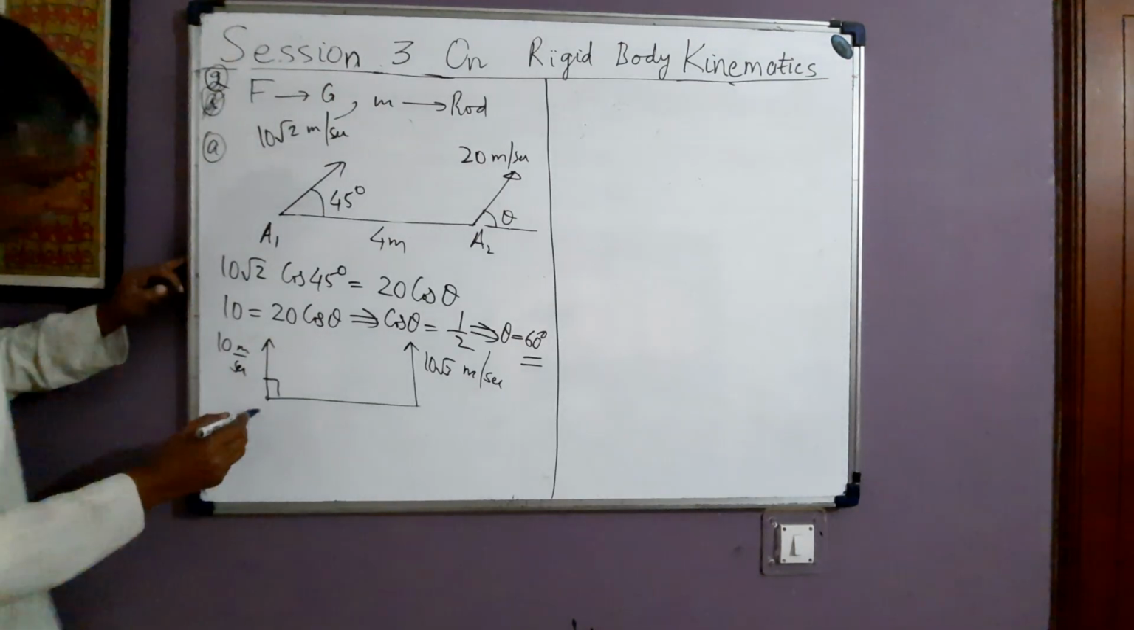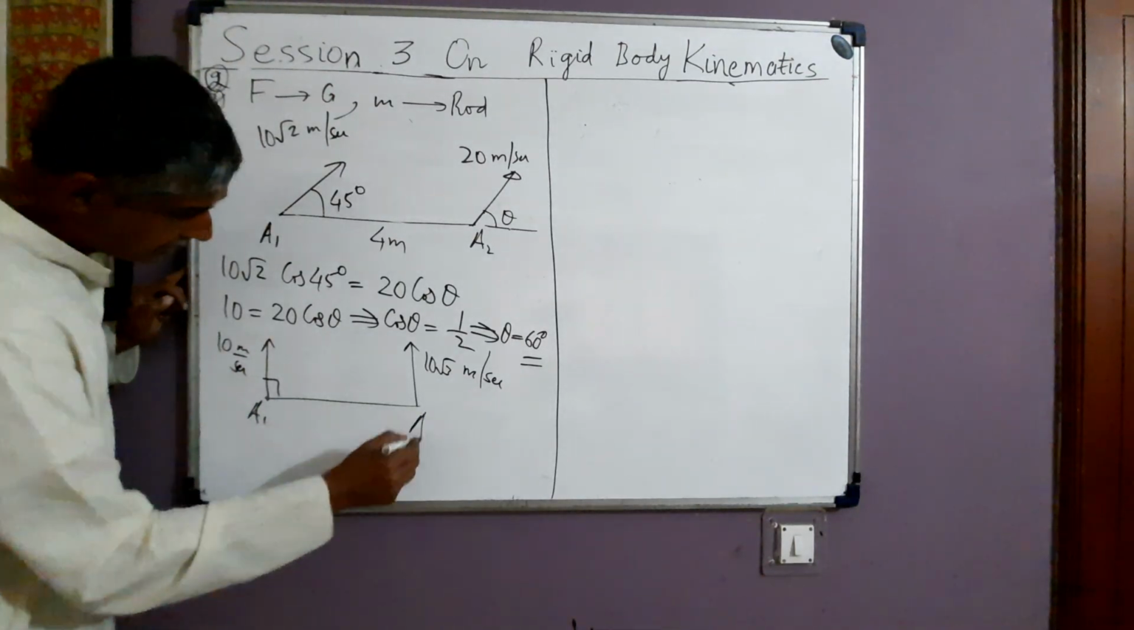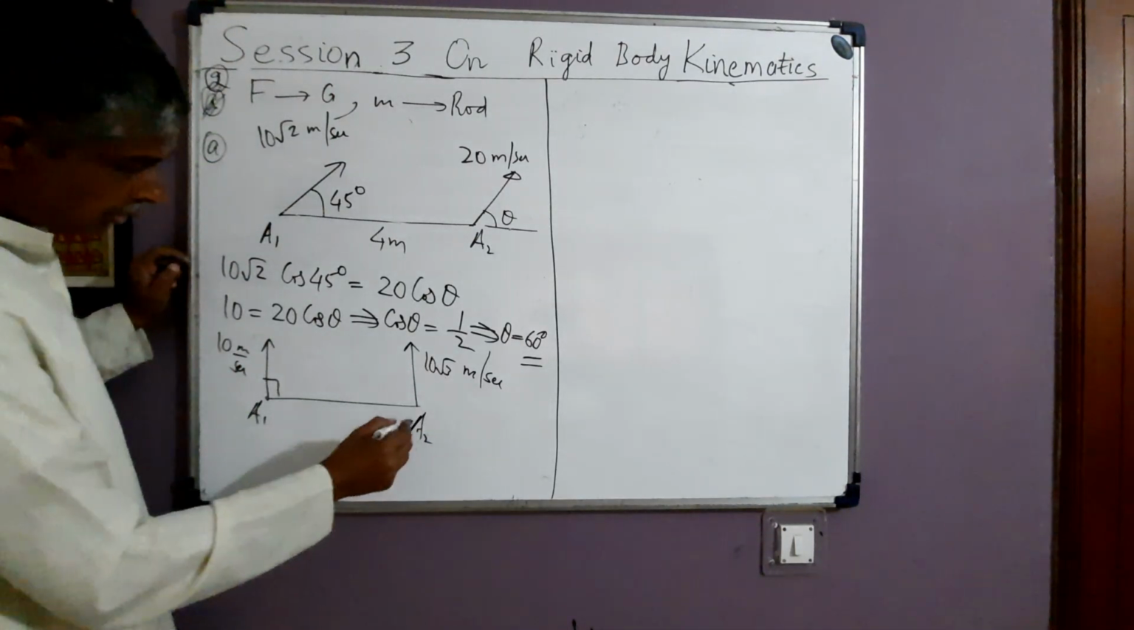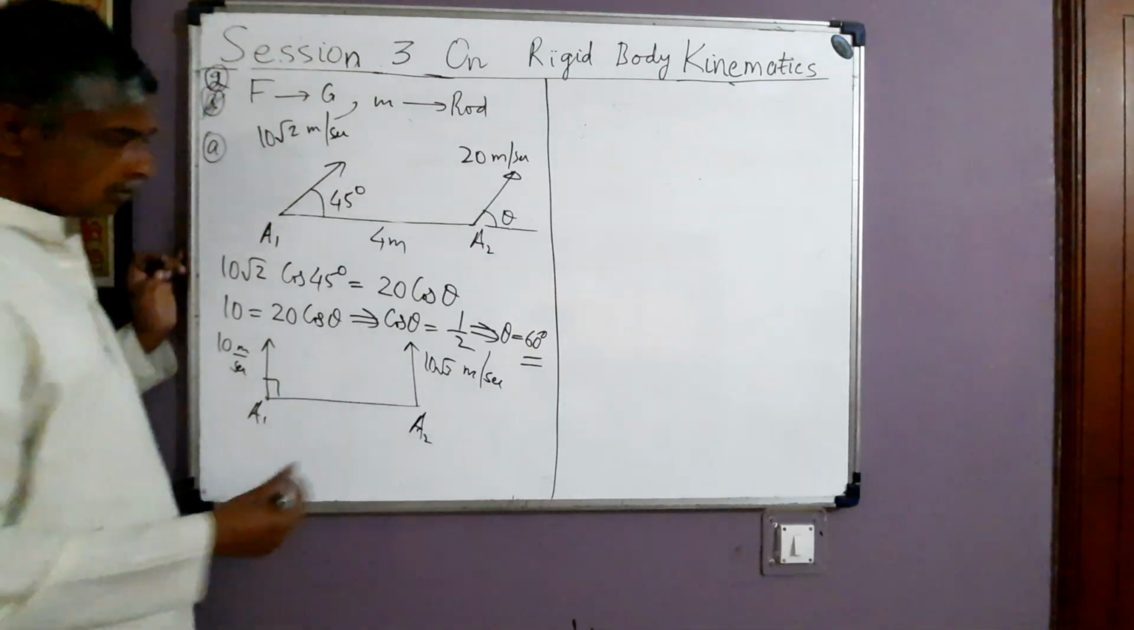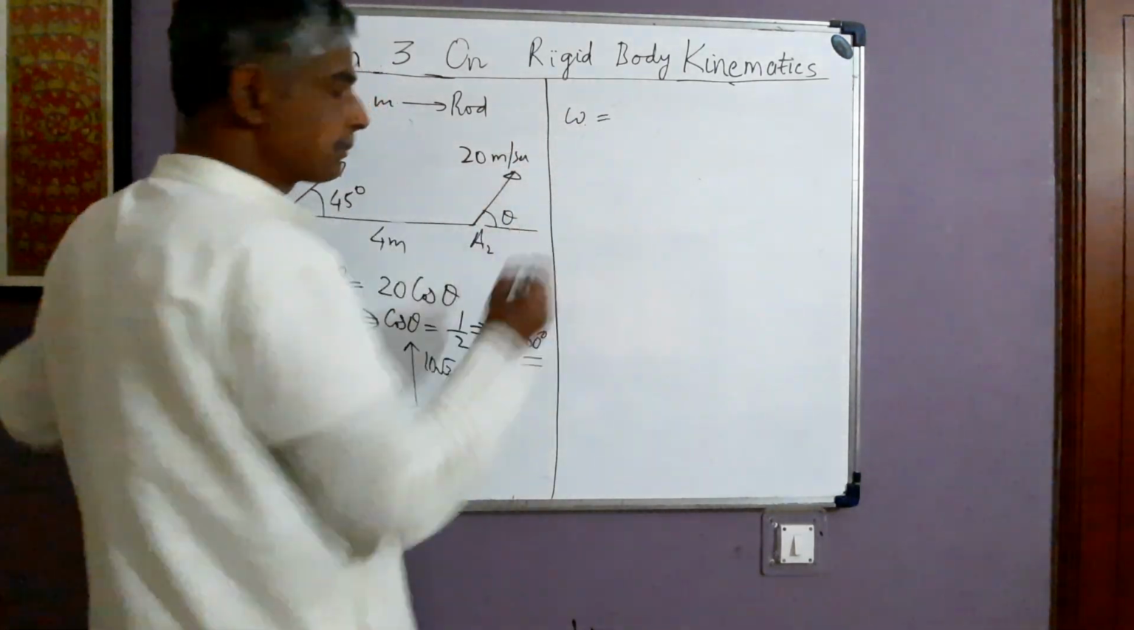This is the normal speed of A1. And this is the normal speed of A2. Now you can see they are in the same direction. This is more than this. So omega is equal to relative normal speed by separation.